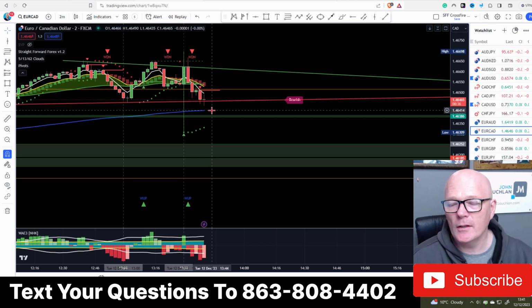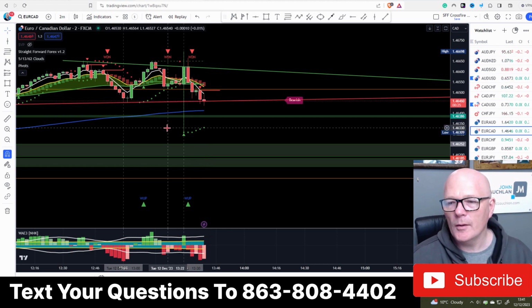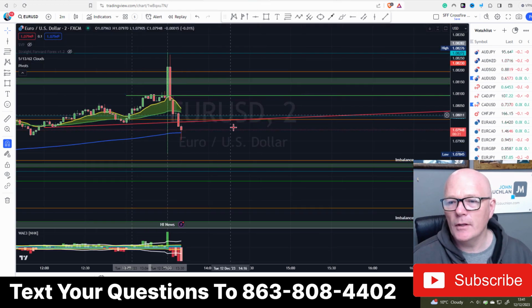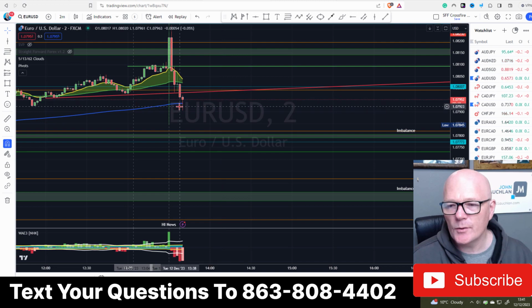Okay, but you can see, look, it's acting as resistance. Hasn't broken through, and we're 30 seconds left on this time frame. I would imagine it's going to kind of do the same for a little bit. Let's go and have a quick look at another one. So that's Euro CAD, Euro USD. Okay, so it's just pushed past.